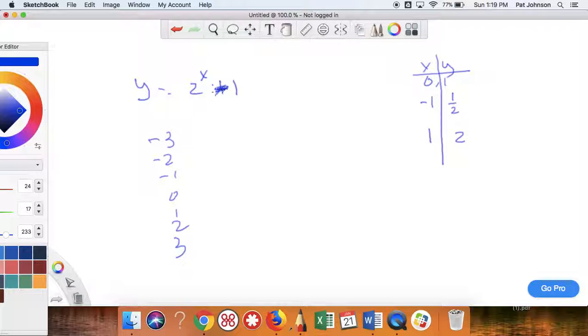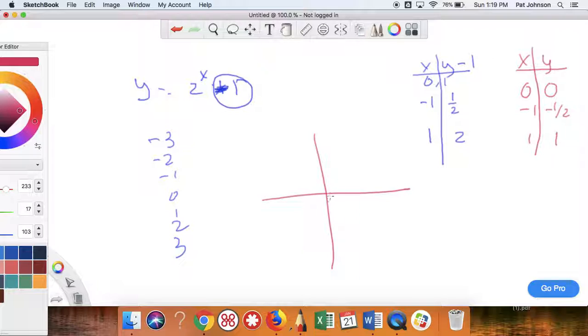So what's happening here? The only thing that I have going on is it shifted down 1 unit, which means y minus 1. So my new coordinates, we learned how to do this with square roots. So these are not going to change, but these are. So we're going to do 1 minus 1 is 0. 1/2 minus 1 is -1/2. 2 minus 1 is 1. So now I can go graph these: (0, 0), (-1, -1/2), and (1, 1).